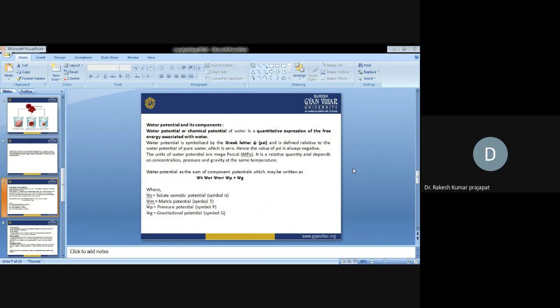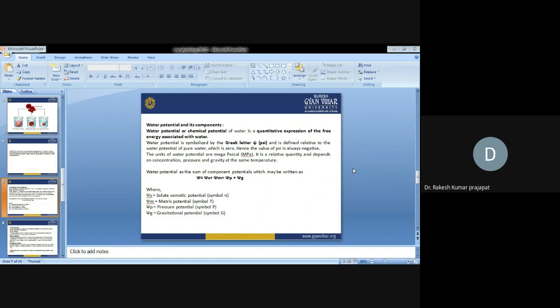Now we discuss water potential and its components. Water potential, the chemical potential of water, is a quantitative expression of the free energy which is associated with the water. Water potential is symbolized by the Greek letter psi and defined relative to the water potential of pure water, which is zero. Hence, the value of psi is always negative. The unit of water potential is megapascals. It is a relative quantity and depends on concentration, pressure, gravity, and temperature.